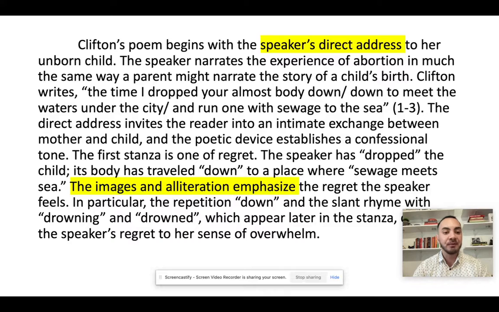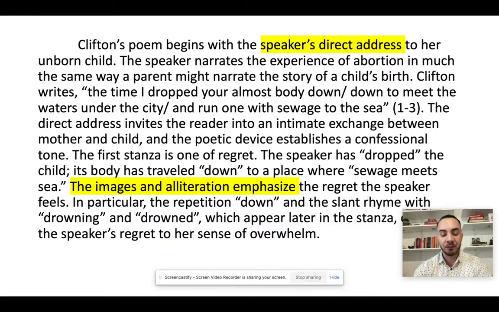The first stanza is one of regret. The speaker has dropped the child. Its body has traveled down to a place where sewage meets sea. The images and alliteration emphasize the regret the speaker feels. In particular, the repetition of "down" and the slant rhyme with "drowning" and "drowned," which appear later in the stanza, emphasize the speaker's regret or connect the speaker's sense of regret to her sense of overwhelm.